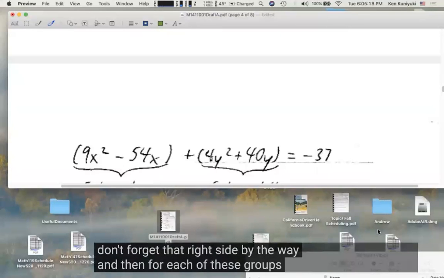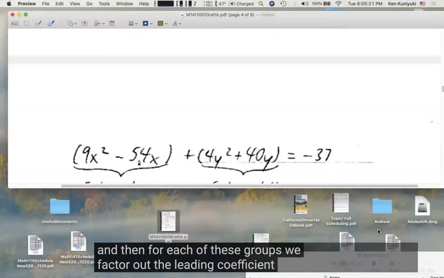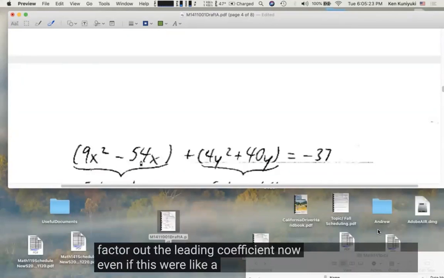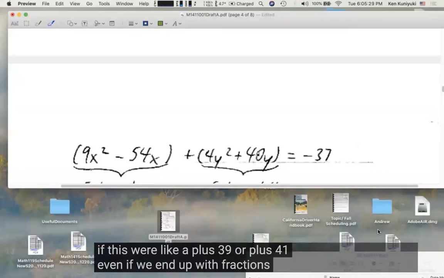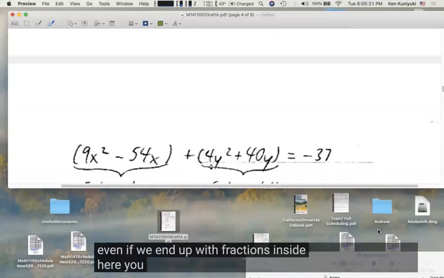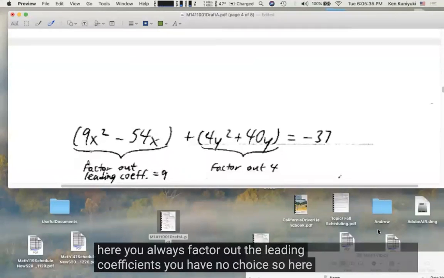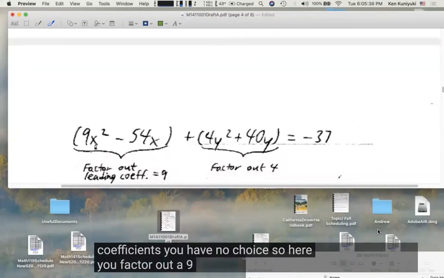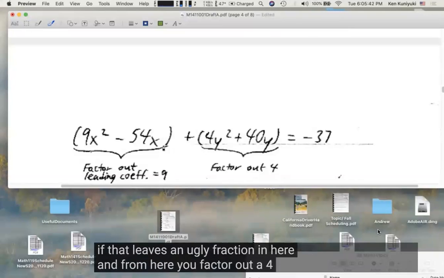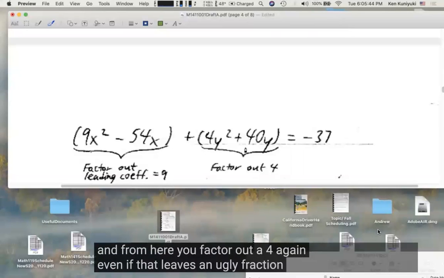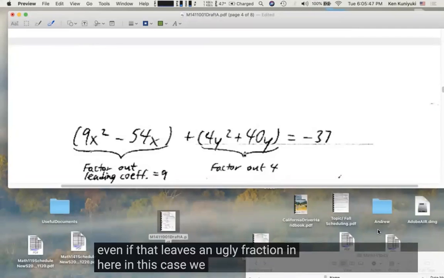And then for each of these groups, we factor out the leading coefficient. Even if this were like a negative 55, or a plus 39 or plus 41, even if we end up with fractions inside here, you always factor out the leading coefficients. You have no choice. So here, you factor out a 9 from this group, even if that leaves an ugly fraction in here. And from here, you factor out a 4. In this case, we don't leave ugly fractions.